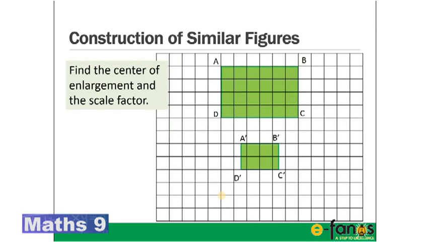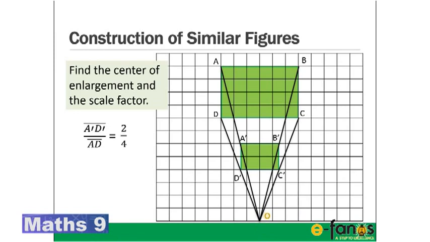Find the centre of enlargement and the scale factor for these two rectangles. For the centre of enlargement, we can join the vertices to create the rays. Where the rays meet is the centre, so the centre of the enlargement is here at O. For the scale factor, we can use the ratio AD' over AD, which is 2 over 4, so the scale factor is 1/2.